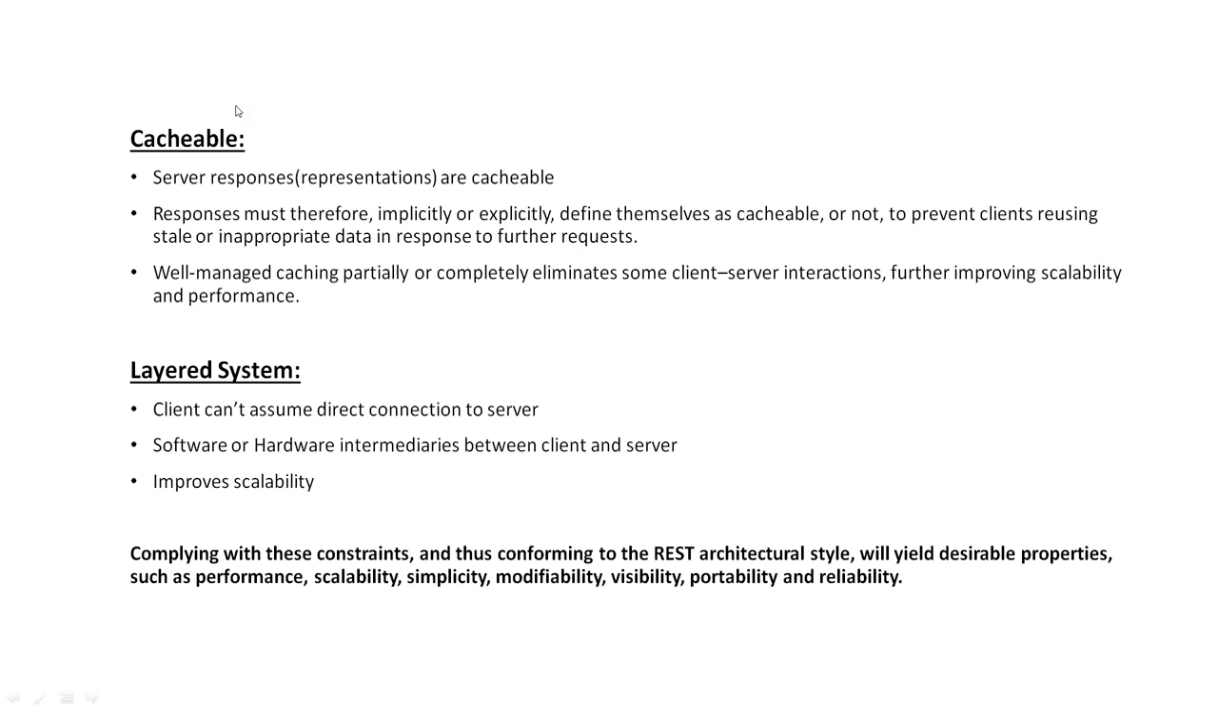cacheable constraint. The next one is the layered system. Let's say you develop an OData service, or a RESTful API. If the client requests information or a resource from the RESTful API, there might be several layers between the client and the actual business systems. So the client should not assume that whatever it is talking to is the actual business system.